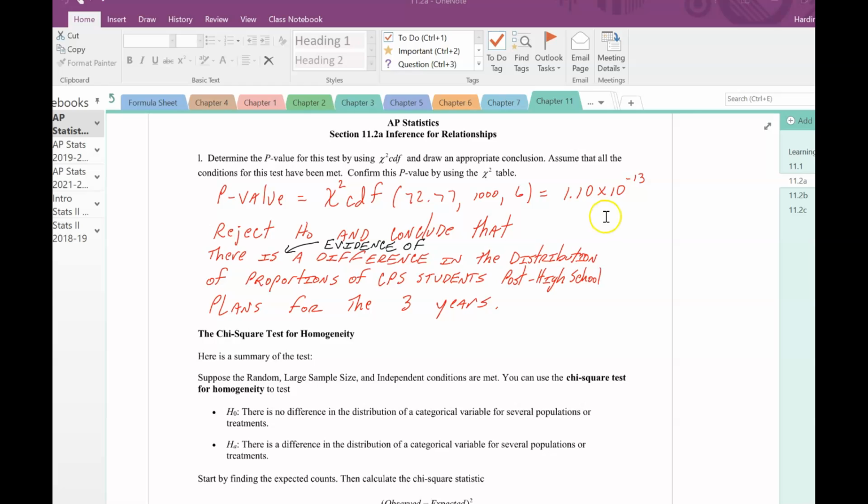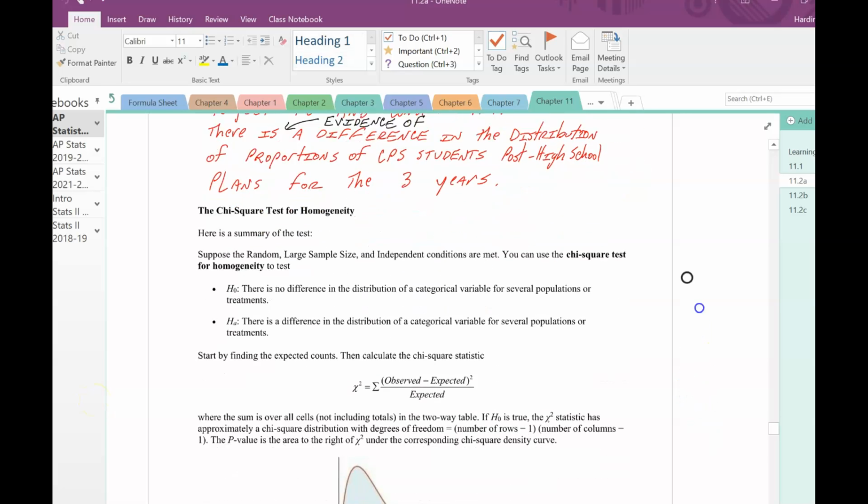Now that's a pretty small p-value. So we're going to reject the null hypothesis and conclude that there is evidence of a difference in the distribution of proportions of CPS students' post-high school plans for the 3 years. Now let's just take a look at a summary of what we all did.